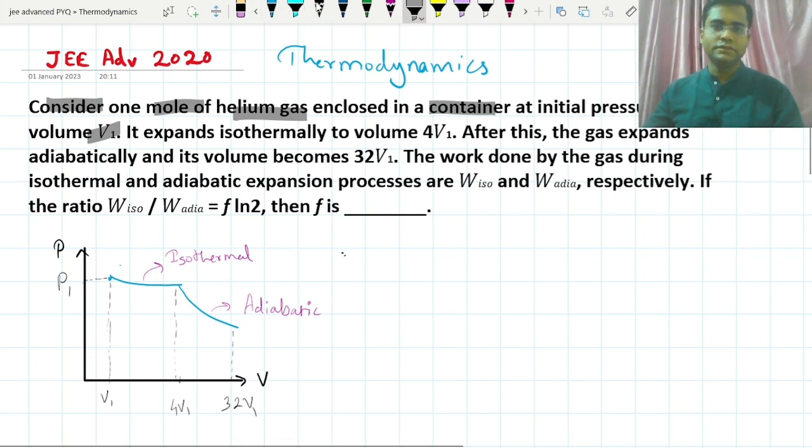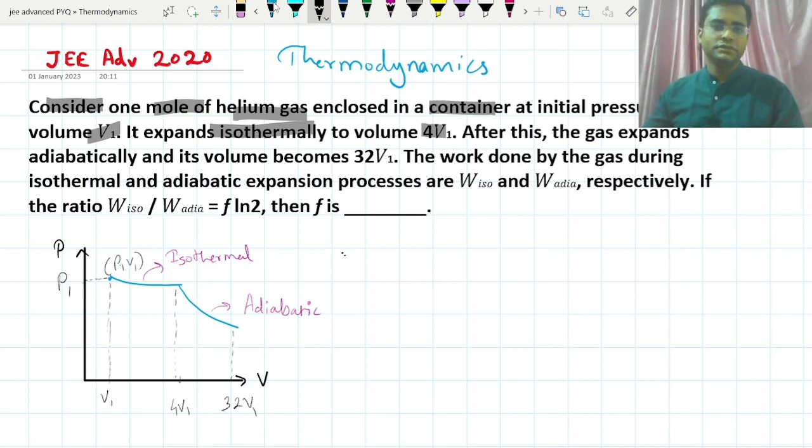So now look at the figure. I have drawn this diagram. The diagram was not given in the question. Since the process is isothermal, this is the P1 V1 value. P1 is the pressure and V1 is the volume, right? These are the initial values of pressure and volume, or we can write it like this also: P1 V1 is the initial coordinate. The gas expands isothermally. Okay, so there is isothermal expansion from V1 to 4V1.